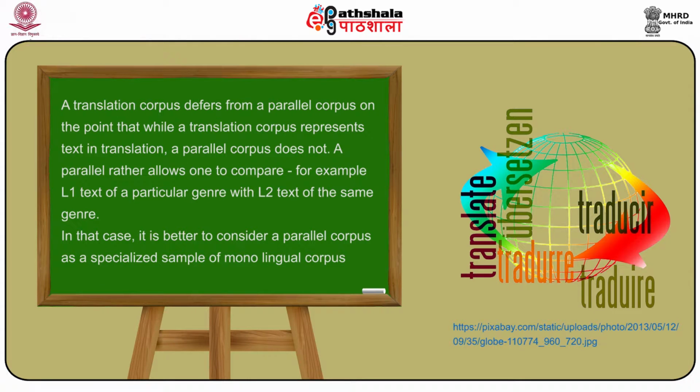A translation corpus differs from a parallel corpus on the point that while a translation corpus represents text in translation, a parallel corpus does not do that. A parallel corpus rather allows one to compare, for example, L1 texts of a particular genre with L2 texts of the same genre. In that case, it is better to consider a parallel corpus as a specialized sample of monolingual corpus, which is similar in principle to a corpus of texts.